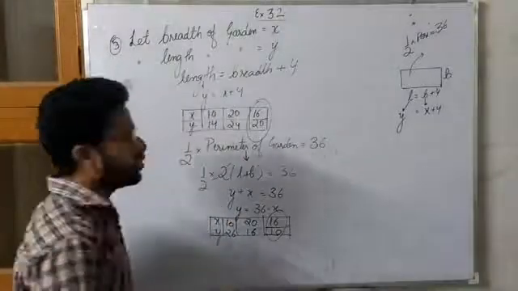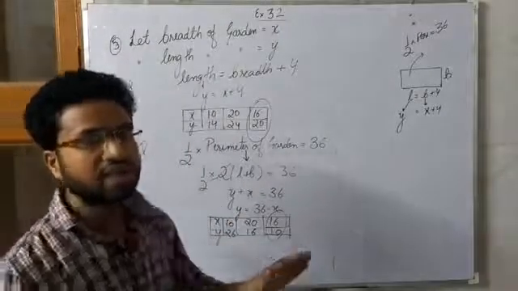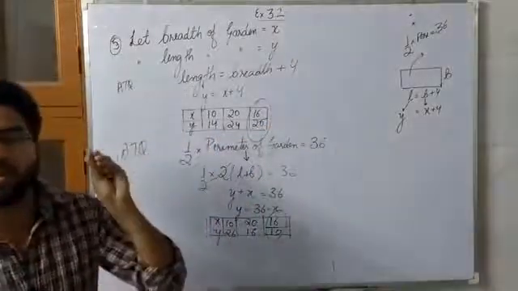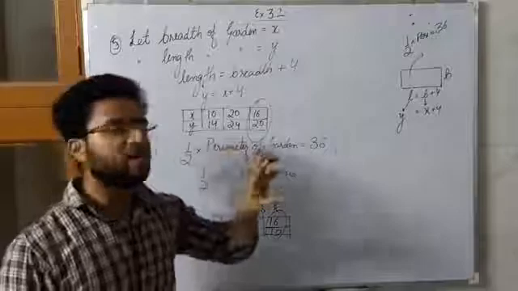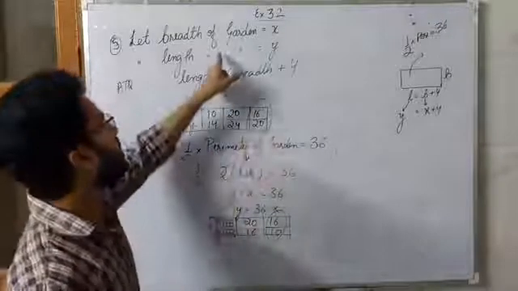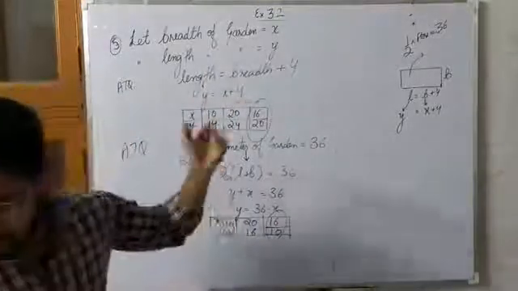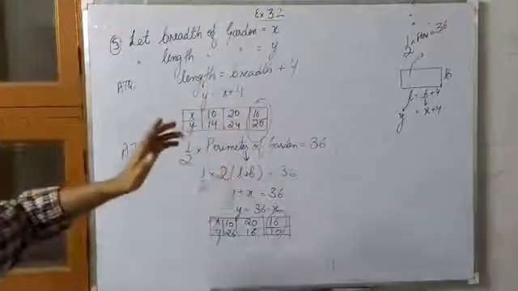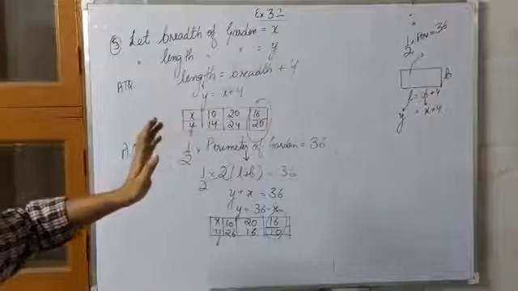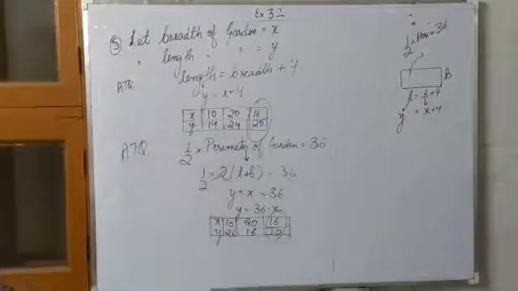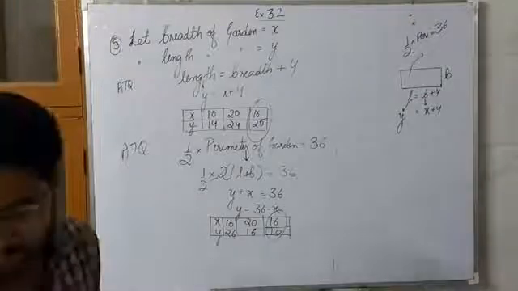Now, as you find its graph, you will see that they both will intersect at some point, and that intersecting point will be its solution. The value of x will be breadth and the value of y will be length, as we have done in question number 3, in question number 1. Now come to question number 6.